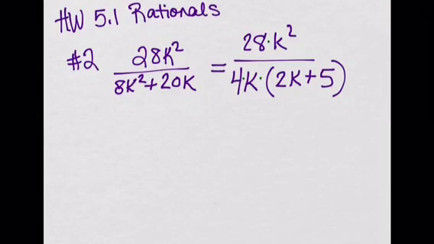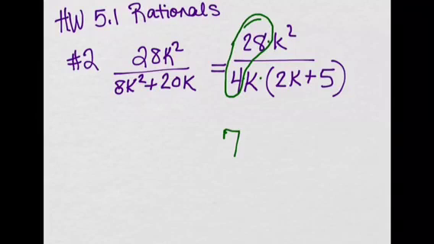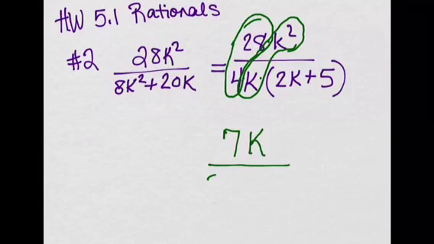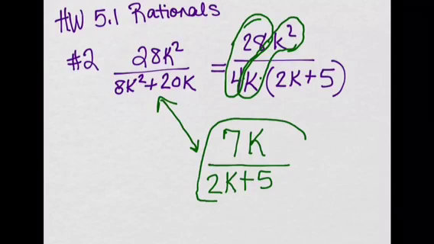So I can actually reduce this fraction right here, 28 divided by 4, and I can put down that that is a 7 left on top. And then I can reduce the k squared and the k in the denominator. There's going to be 1k left in the top. And the only thing left in the denominator is 2k plus 5. Okay, so what I originally started with and my final answer, they're the same thing, they just look different because this one has actually been reduced. And that would be my final answer for number 2.